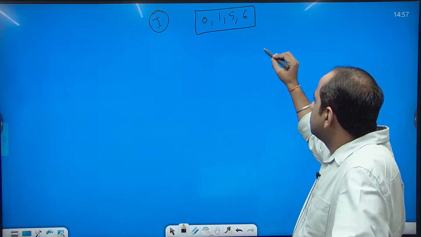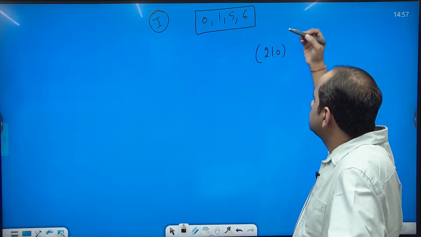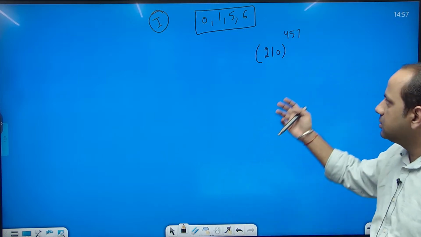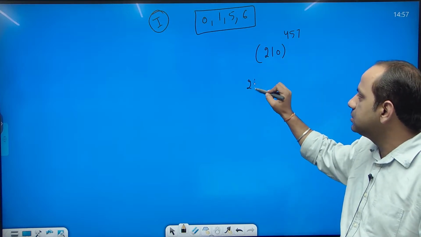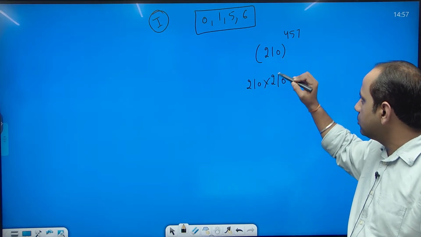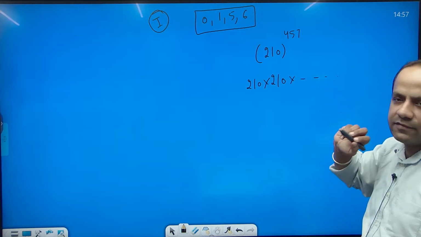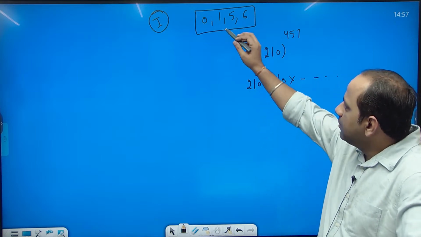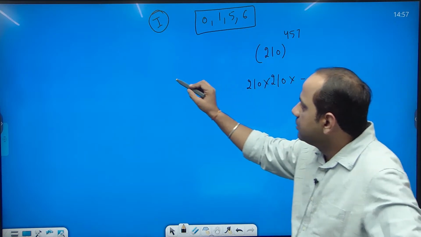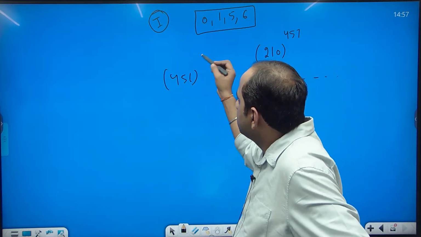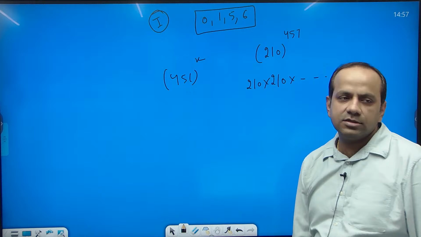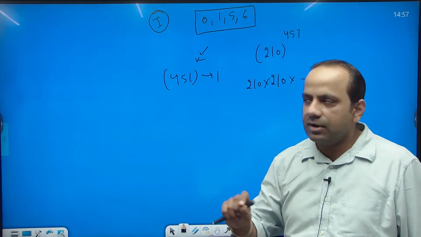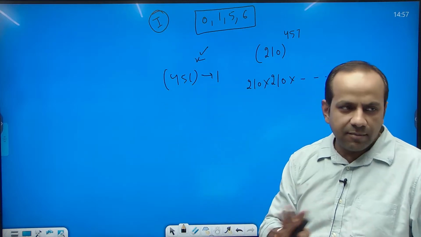You can even check. If I say 210 raised to the power 457, you need not worry about this. 210 to the power 457 means 210 is multiplied 457 times. So what will be the unit digit? It will remain 0 only. Clear? Same is the case with 1 also. If I say 451 raised to any power x, the unit digit will remain 1 only. It hardly matters whatever the power is.